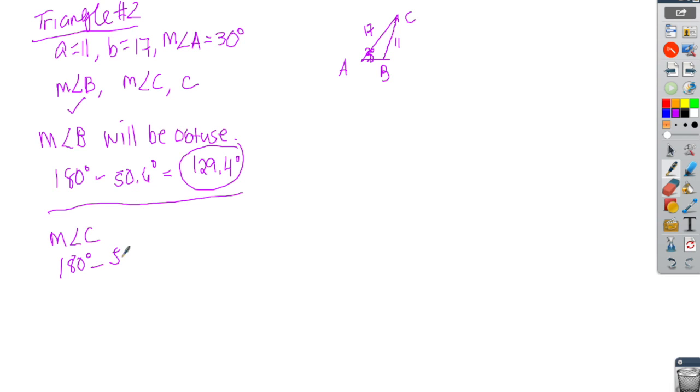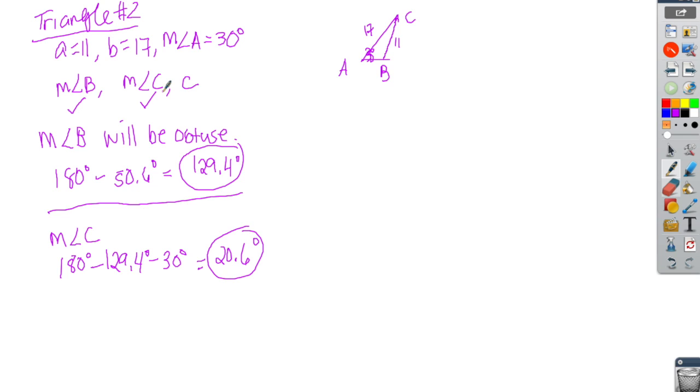Let's take away the 129.4 measurement, and now we can also take away the 30-degree measurement from angle A, allowing us to solve for angle C, which is going to be 20.6 degrees. We found the measure for angle B and angle C. Now we're going to look for side C.